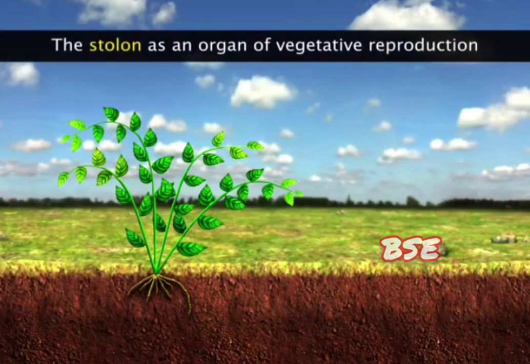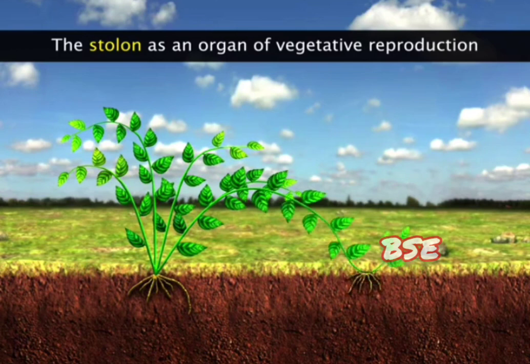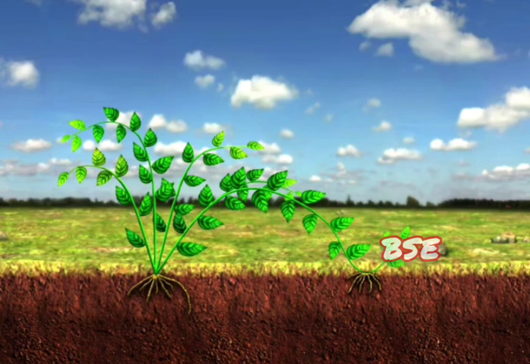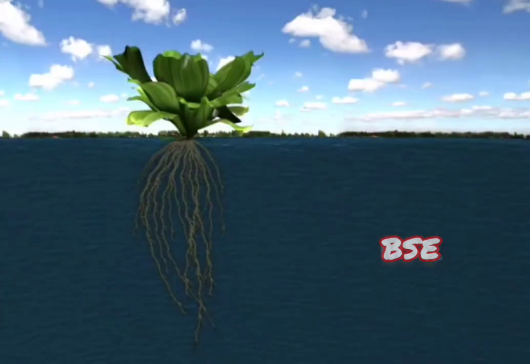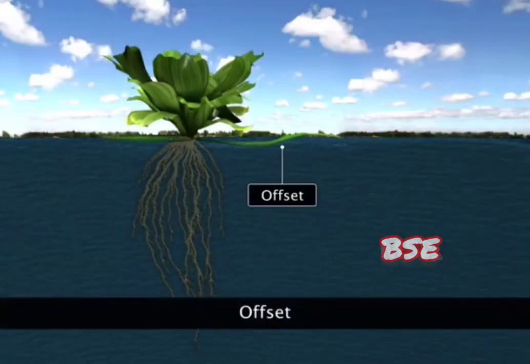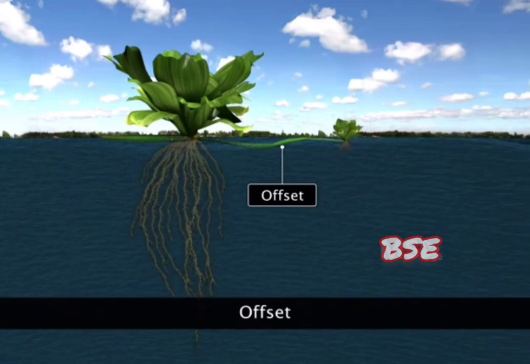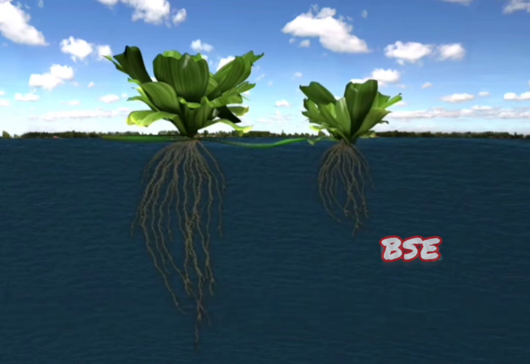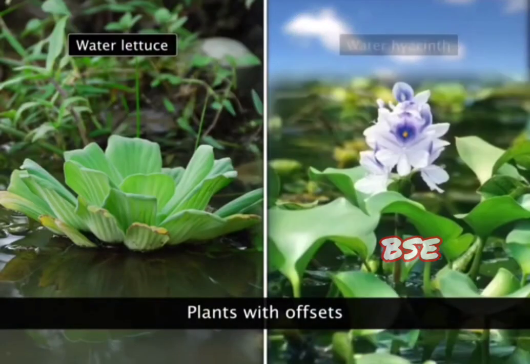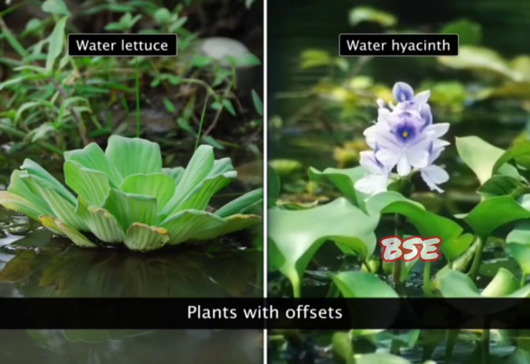The stolon is a modified stem which arises from the base of the stem. It rises and then bends down to form a new plant. Mint and jasmine are plants that have stolons. Another example of a modified stem is the offset. It is a short shoot that arises from an axillary bud at the base of a stem and gives rise to a daughter plant at its apex. Water lettuce and water hyacinth reproduce through offset.